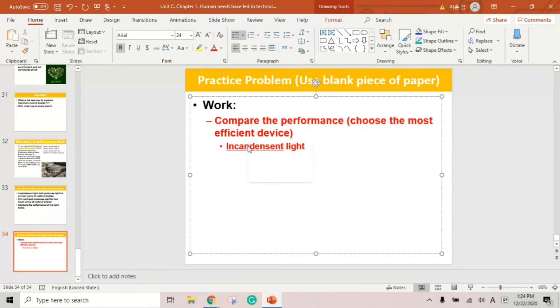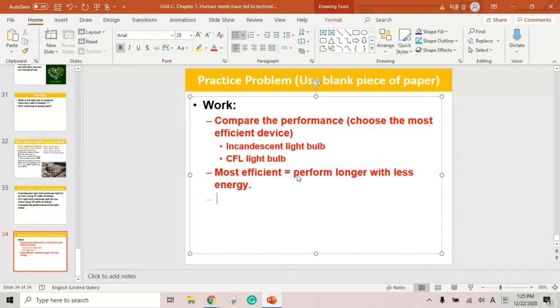We have an incandescent light bulb and a CFL light bulb, and we are comparing these two. Obviously, the one that should be considered most efficient performs longer with less energy. So that means the CFL light bulb is actually the more efficient bulb, but I'm going to prove it to you briefly.